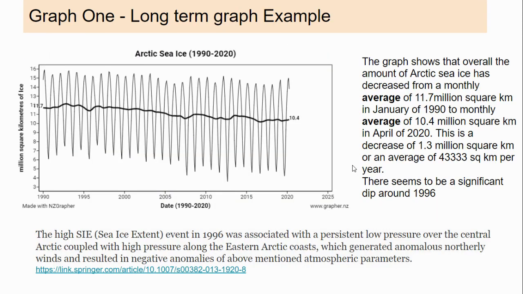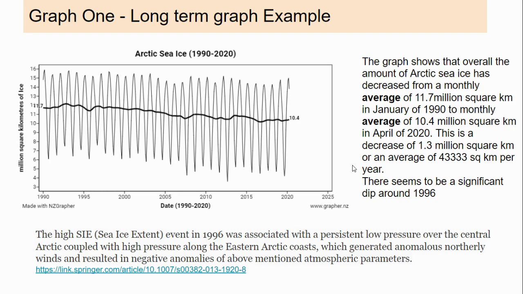So here's my example for Arctic sea ice. I've put my graph in, and if this was on paper, that would be the full width of the page, but I need to be able to write other things around it. So explaining what's happening on the graph shows that overall, the amount of Arctic sea ice has decreased from a monthly average of 11.7 million square kilometres in January of 1990 to a monthly average of 10.4 million square kilometres in April of 2022. This is a decrease of 1.3 million square kilometres on average, or an average of 43,333 square kilometres per year.